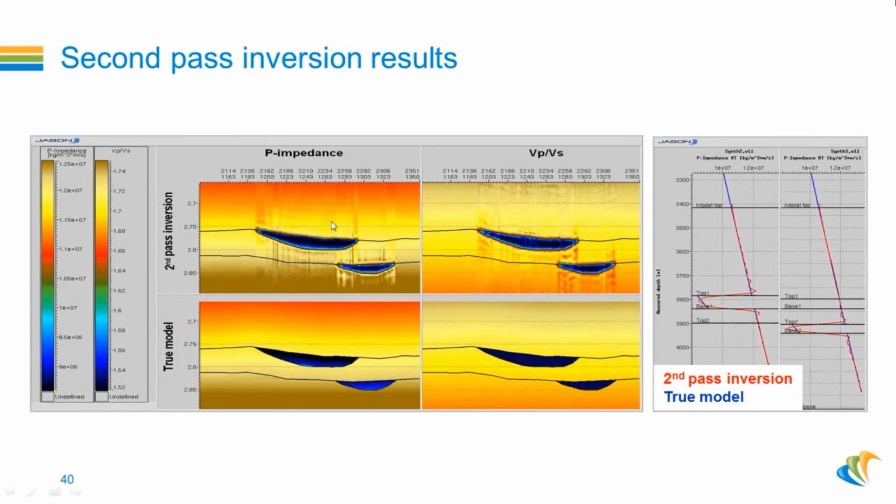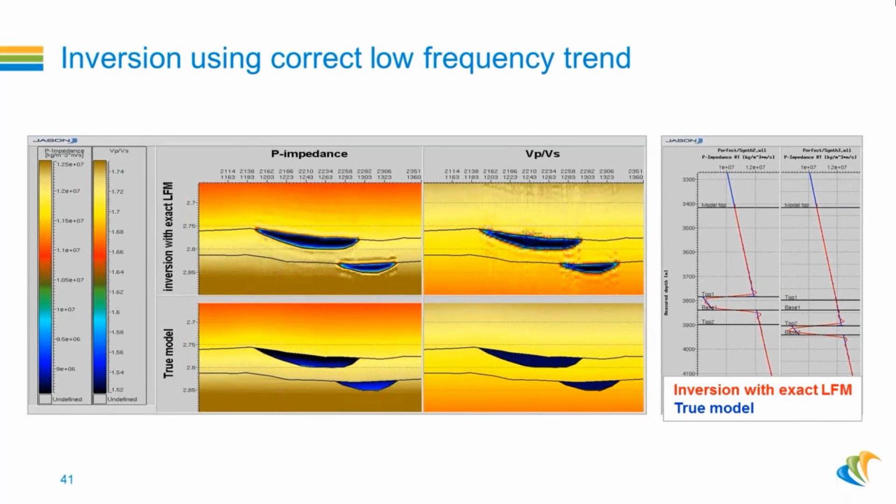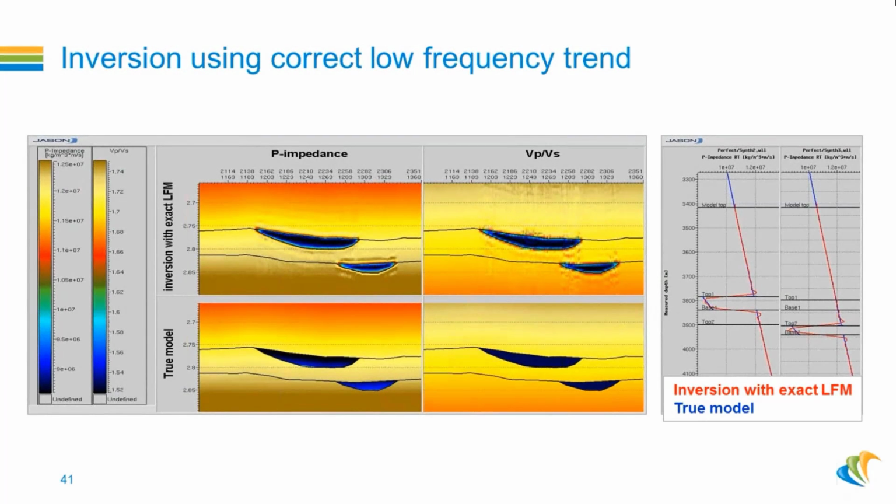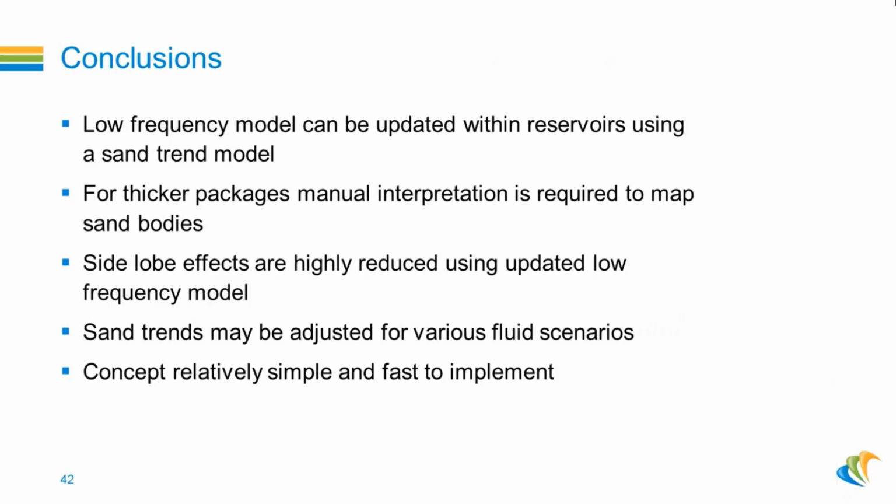Both the P-Impedance and the Vp/Vs match the true model, and you don't see any side lobes anymore. That's shown with the extractions on the right, where the true model is the blue again, and the newly inverted model is the red curve, and you're only missing some high frequencies, so you see the high frequency jitter, but the low frequency mismatch, the big side lobes, have disappeared. If you had used the correct trend, you would only see a very slight change in the inverted model. So the low frequency model can be updated within the reservoirs using the sand trend model.